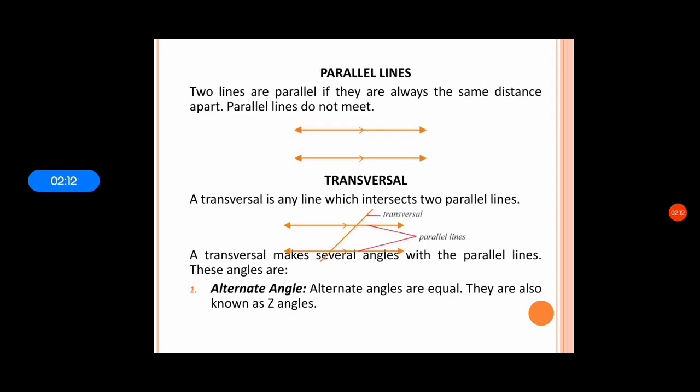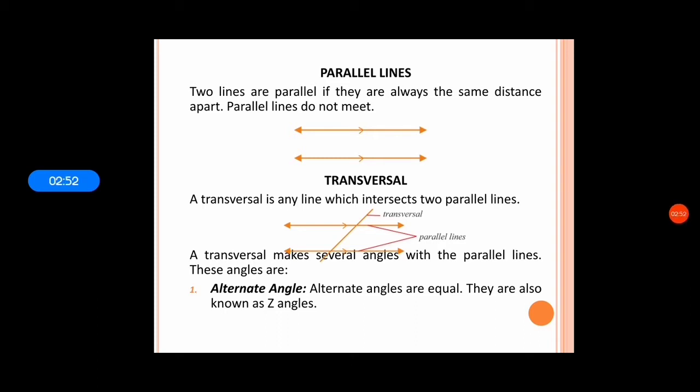So, parallel lines. Two lines are parallel if they are always the same distance apart. Can you see the lines? The one up and the one down. They are parallel. They can never meet. It is just like an endless road that does not end. You can see the arrow. It means it has no starting point, has no end point, so it can go continuously. They have the same distance and they do not meet. So that's what we call parallel lines.